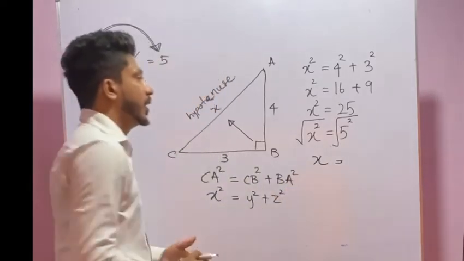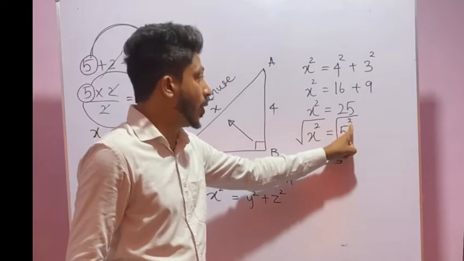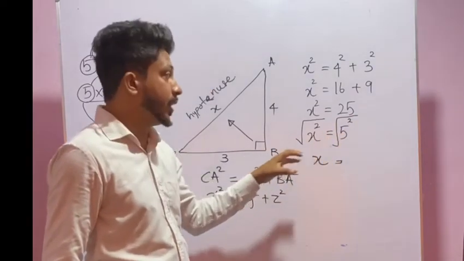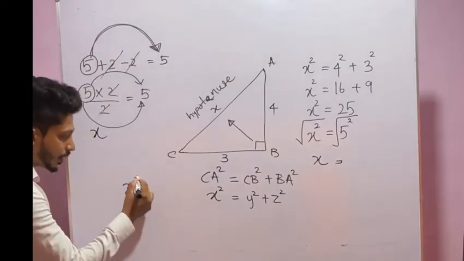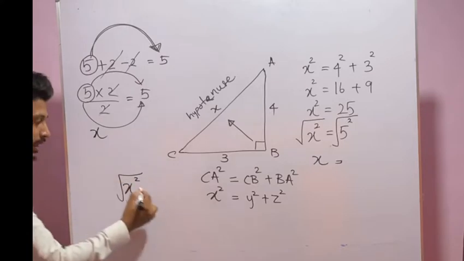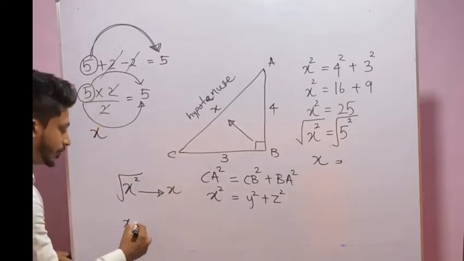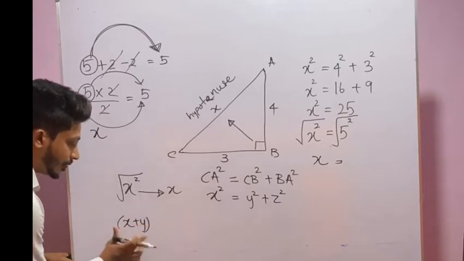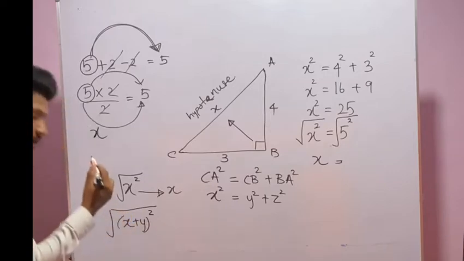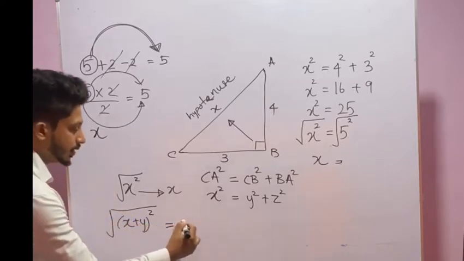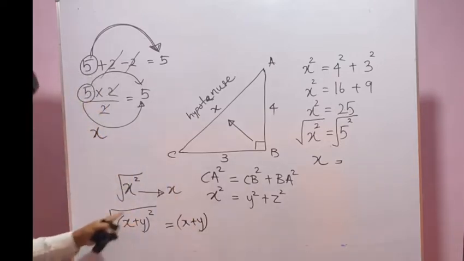Here also, two opposite mathematical operations, square and square root. If we consider someone's square and its square root, it will give that someone. If we take the square root of a square, it will give that someone.